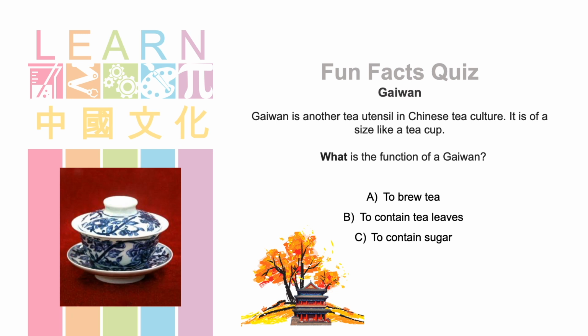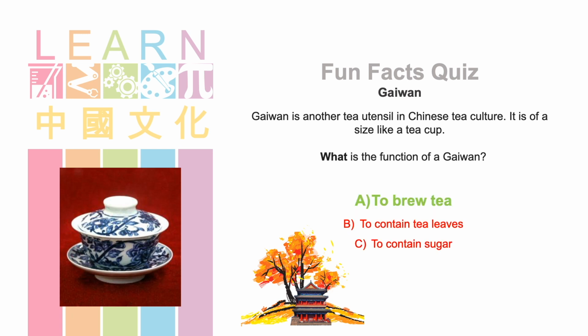3, 2, 1. The correct answer is A. To brew tea. Good job! A 𝗓𝗏 is a cup with a lid. It is used to brew and contain tea. Chinese people don't put sugar in Chinese tea.